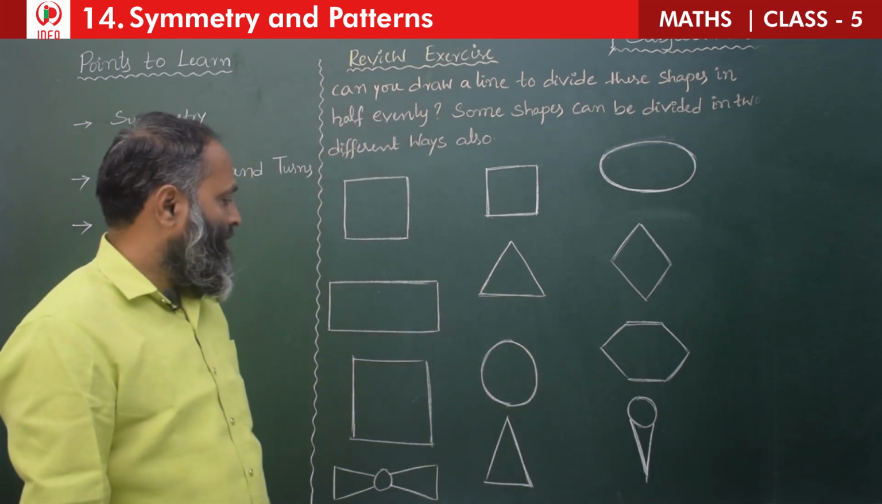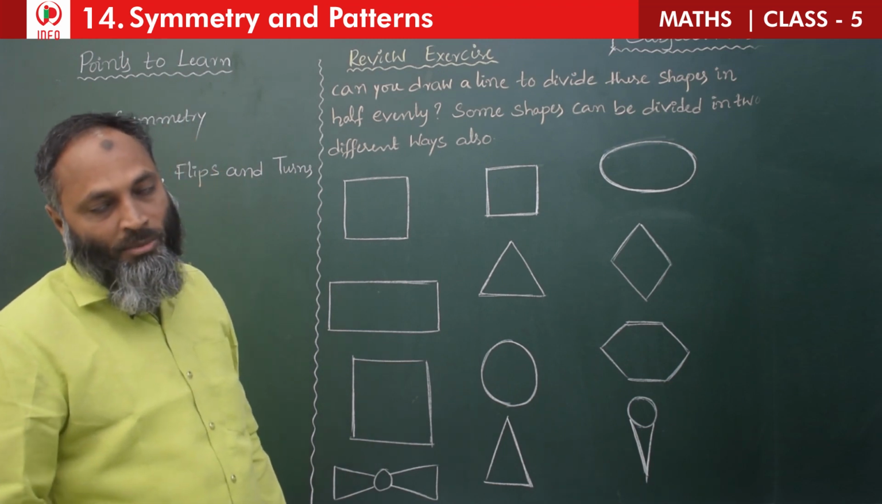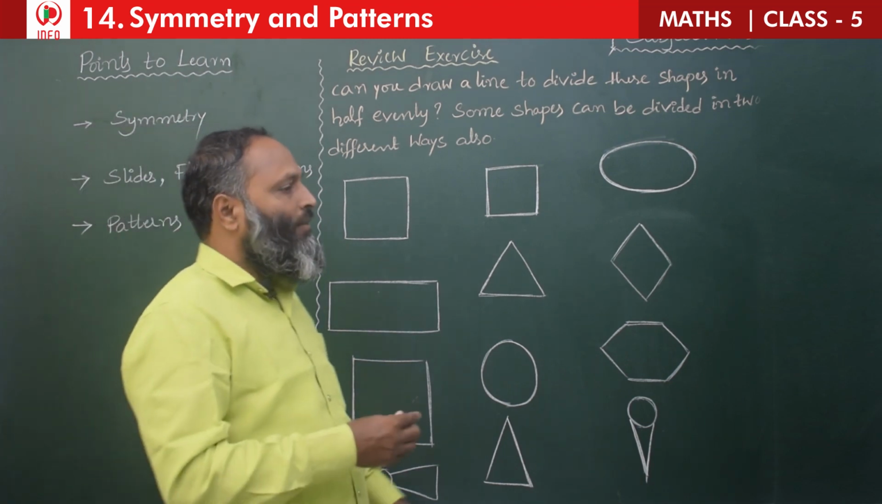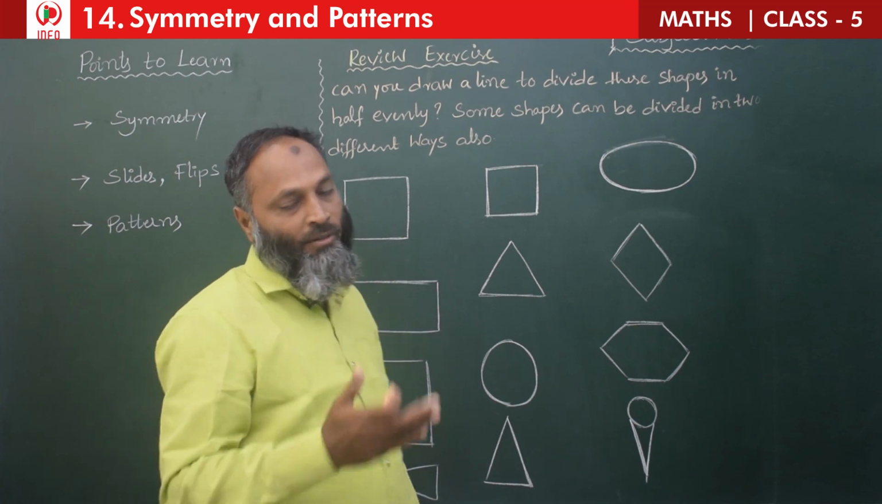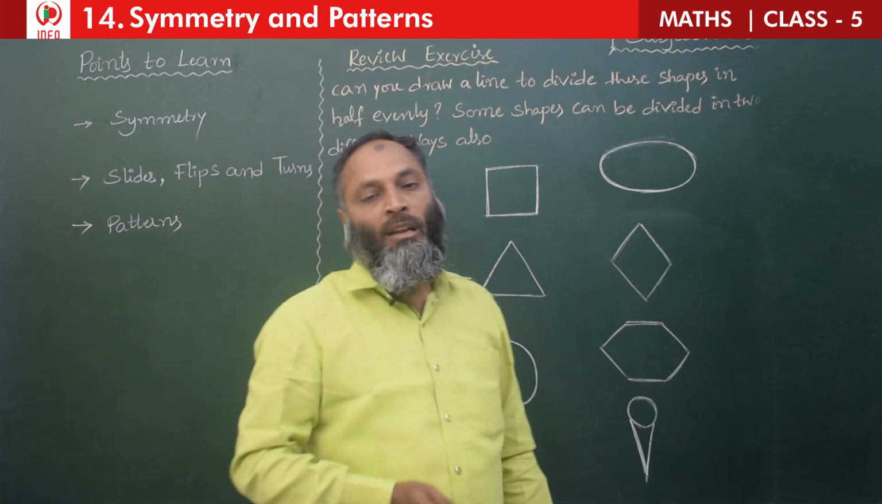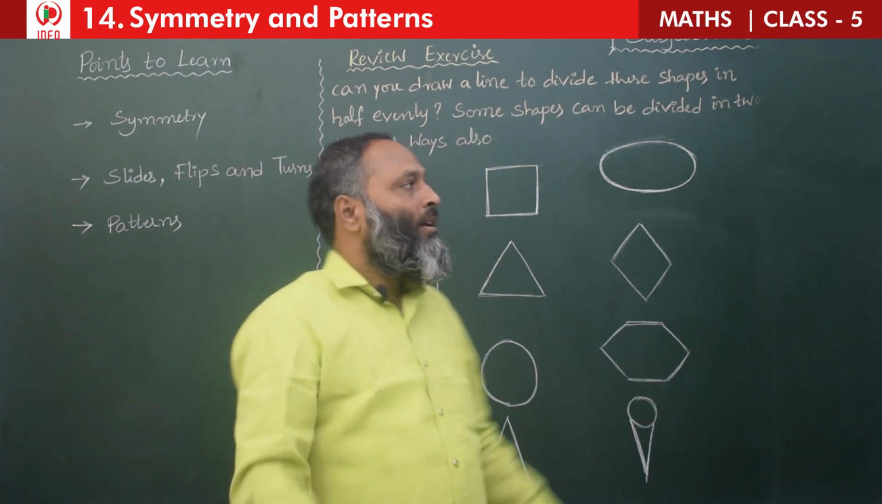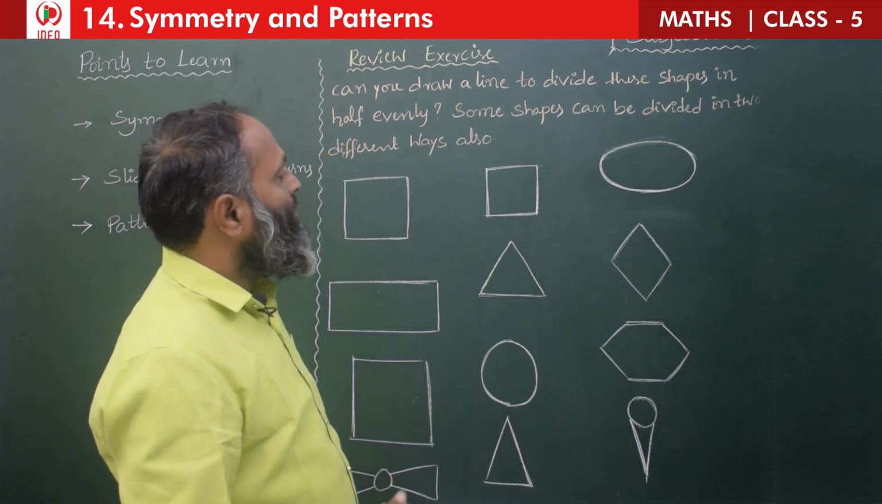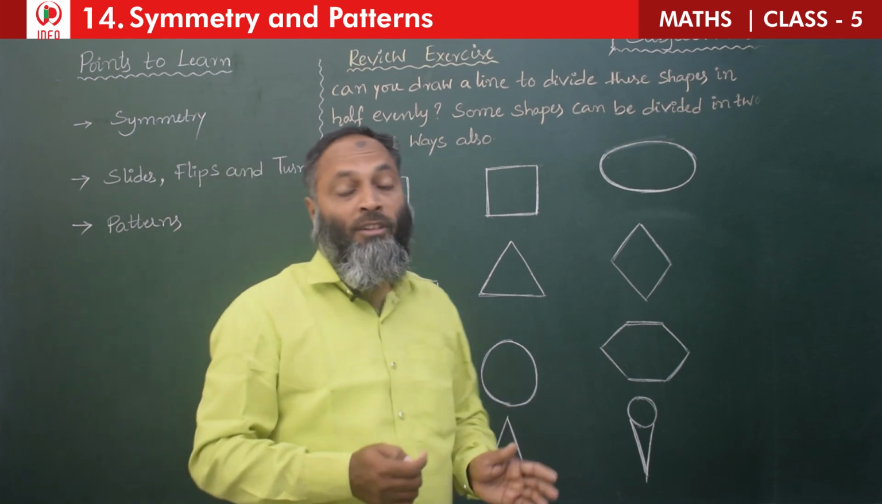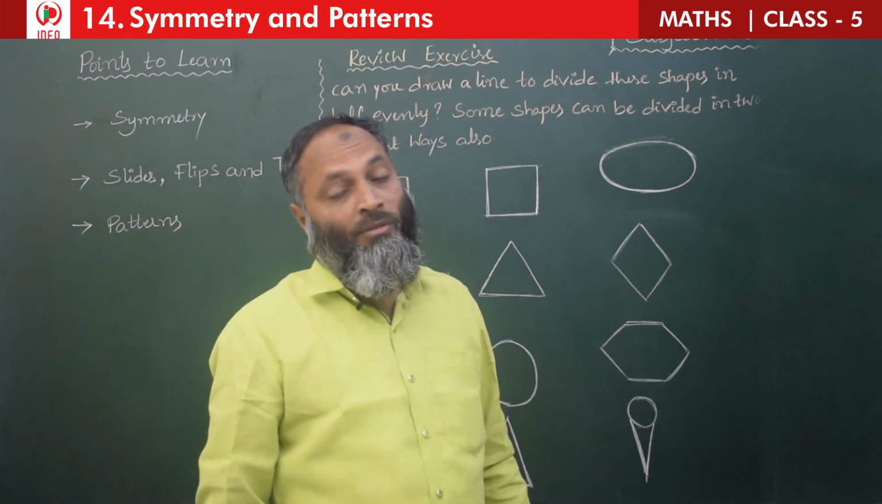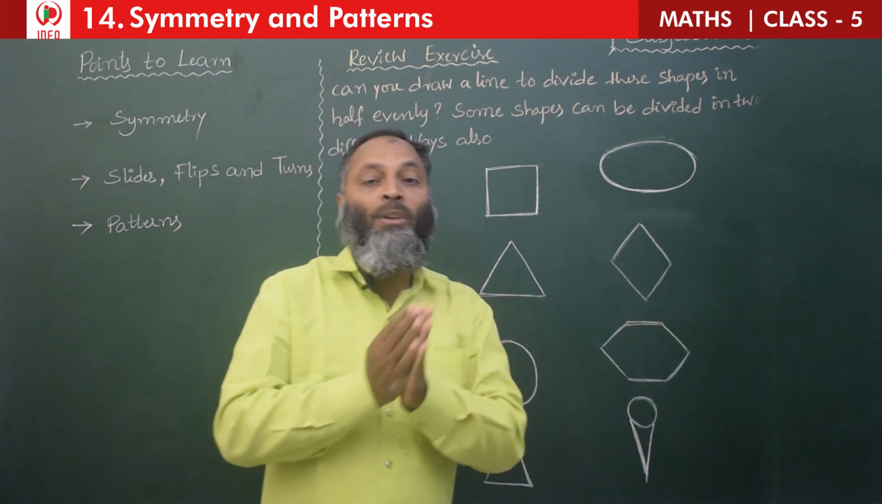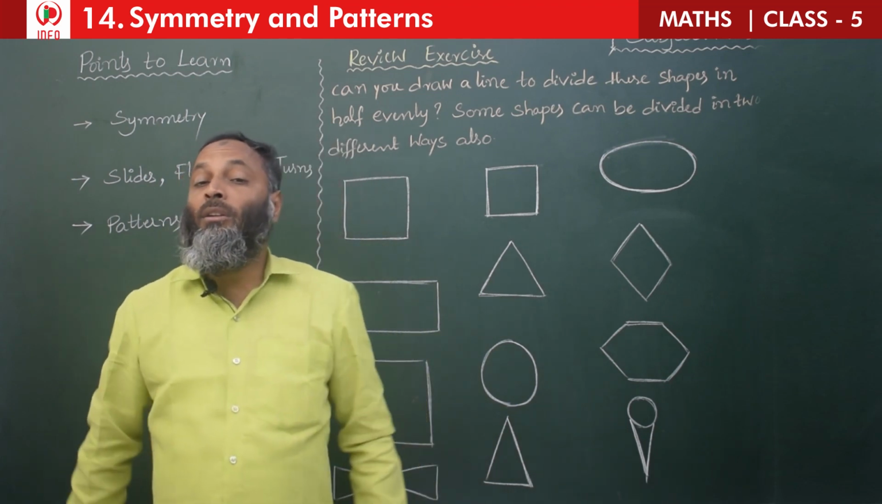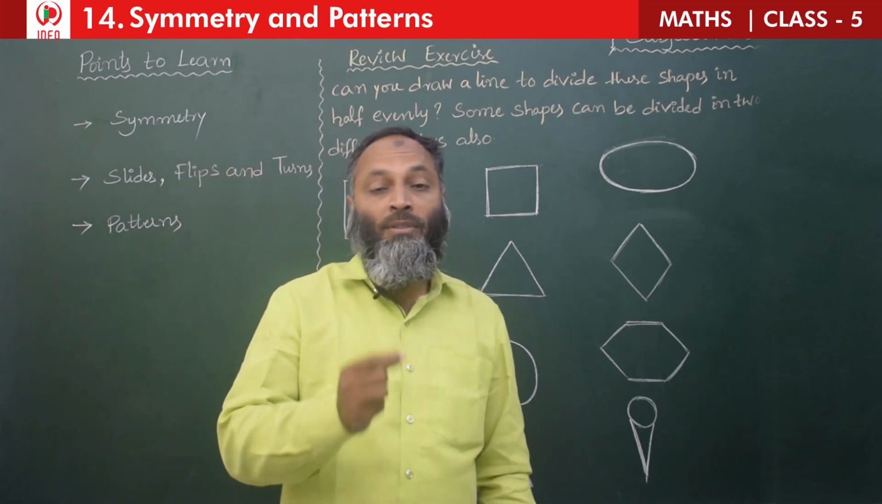In these shapes we should draw a line evenly, that is, in the middle. The line should divide the given geometrical figure exactly into two equal halves. Such a line we should draw.